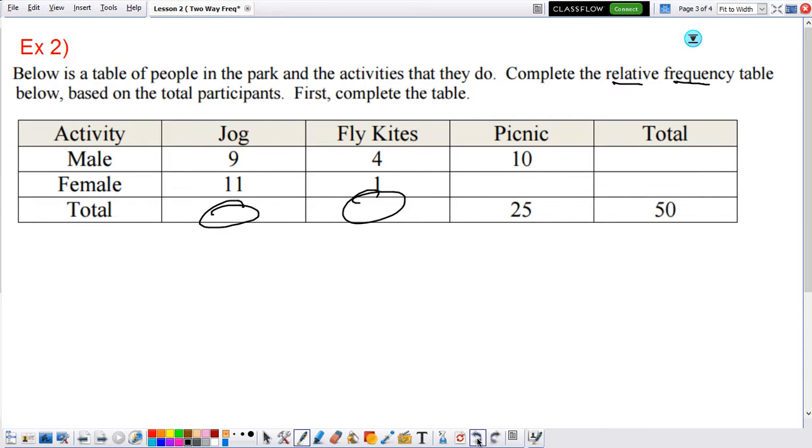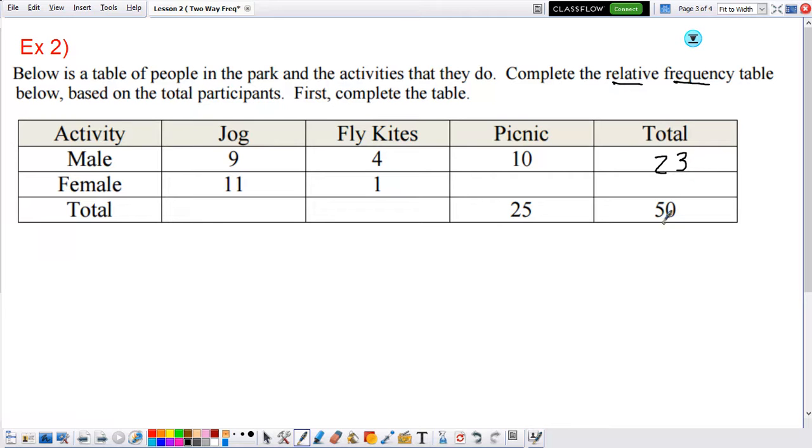Now, how can we figure that out? Well, we know that if you add all the males, that will be the total. So here, let's figure out what goes in this section. What goes in this section is the addition of all the males. So let's see, we got 9 plus 4, that's 13. 13 plus 10, that's 23. So that means that there were exactly 23 males.